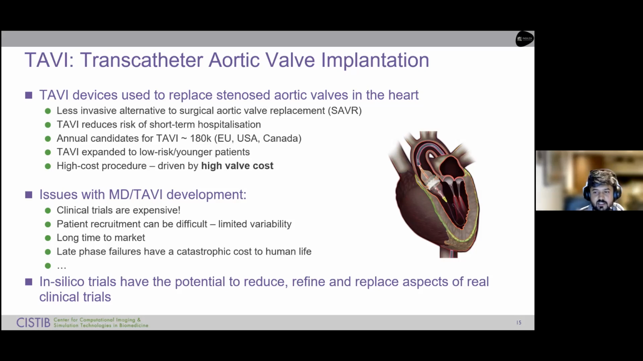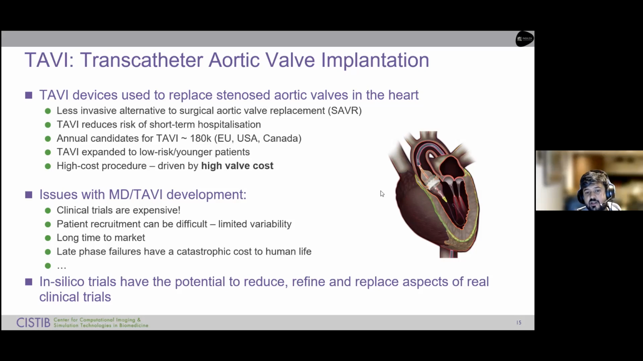So this is all to say that TAVI is quite a promising form of treatment for aortic valve stenosis. There is an increasing proportion of the population that could be treated with TAVI as opposed to, let's say, 10 years ago. But the problem remains that the overall procedure and the act of implanting a TAVI device is extremely expensive. And this is primarily driven by the high valve cost.